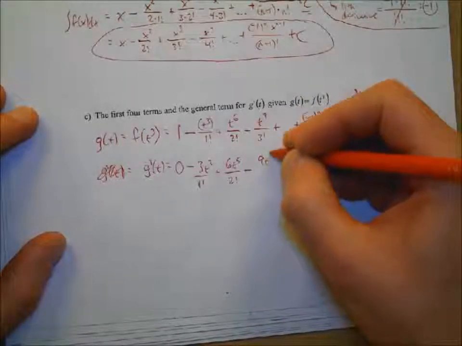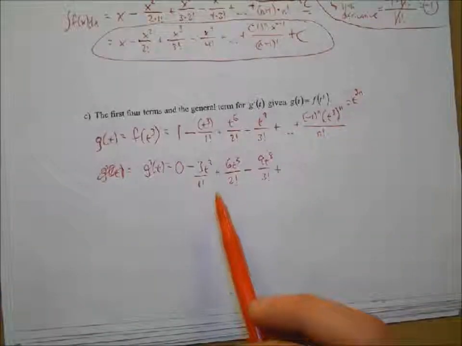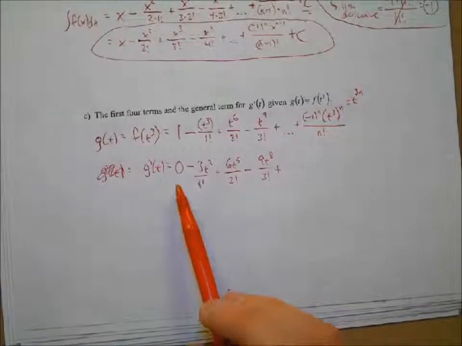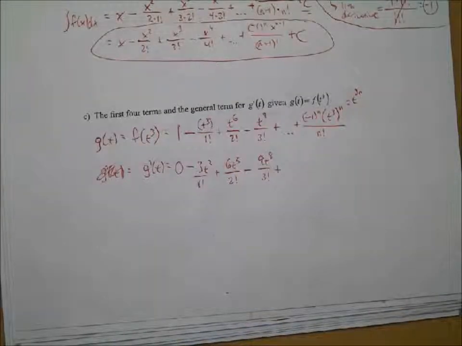9t to the 8th over 3 factorial, plus, and now, again, here you could be like, well, Mr. Wood, there's 4 terms, right? 0's 1, 2, 3, 4. It doesn't say the first 4 non-zero terms, but I'm going to go ahead and just give us the next term here so we can have 4 non-zero terms.